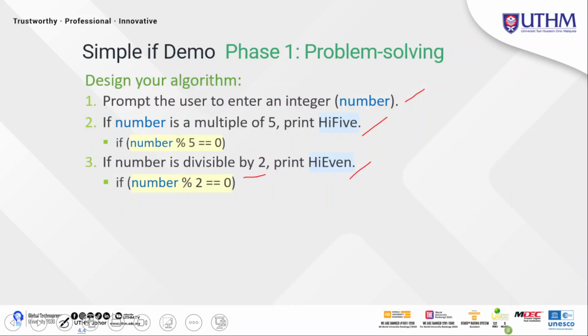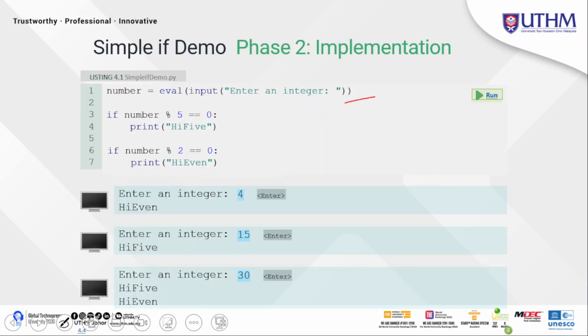Okay, the algorithm that we created here is converted as coding. If the number that you enter is divisible by 2, which gives you 0 remainder, print I even. So for example, when you enter 4, 4 is divisible by 2, so you'll get I even. When you enter 15, it will go for the first condition, which is divisible by 5. It will give you 0 remainder. You'll get I5.